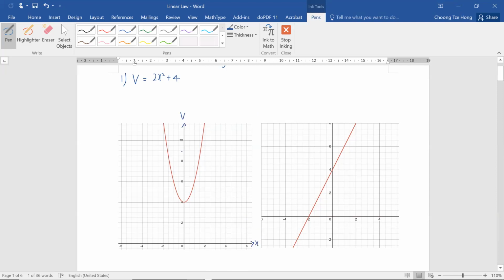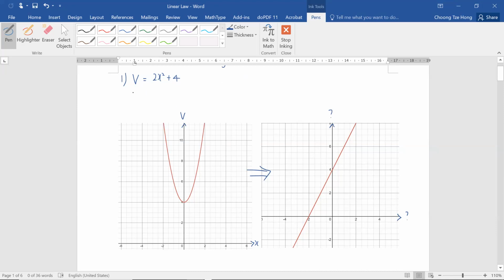But for linear law, we are interested in transforming this graph, which is now a curve, into a straight line. We usually can do so by just adjusting what we plot on the vertical axis, or what we plot on the horizontal axis, or sometimes both. So let's see what we can do for this particular question. This is a simple example. Remember, a straight line graph is y equals mx plus c.